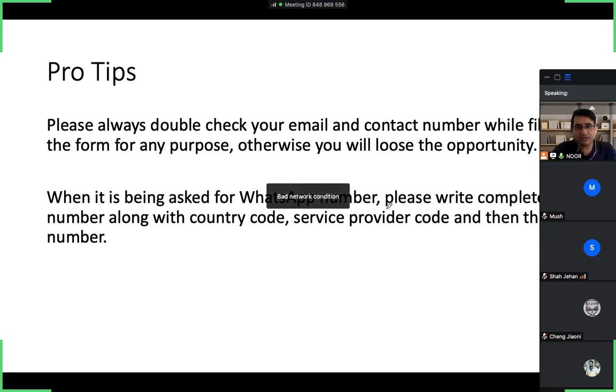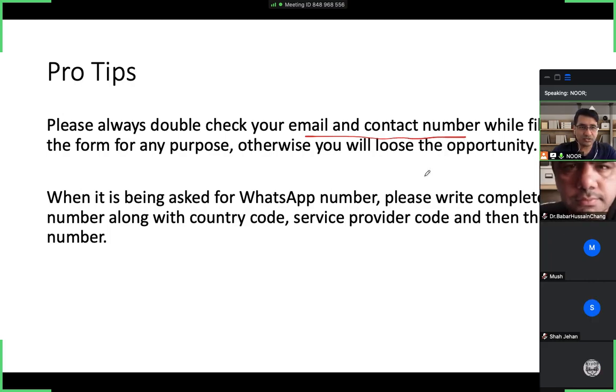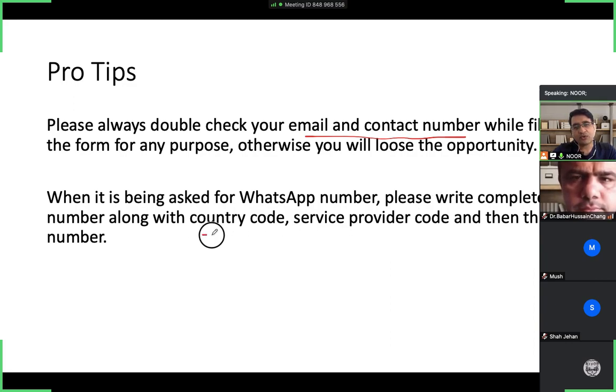Before going to the explanation of CRISPR, I would like to give some pro tips. I have received 225 registrations for this webinar, but most of the people didn't receive emails, or their contact numbers were not correct. So it is very important that you double check your email and your contact number, so that you can join this opportunity, otherwise you will lose it. Next, please provide your WhatsApp number in the correct format.